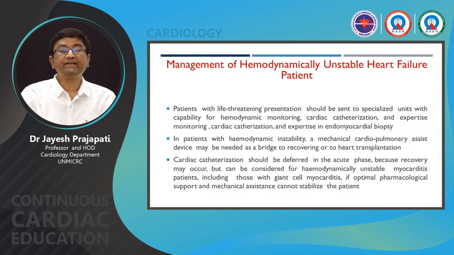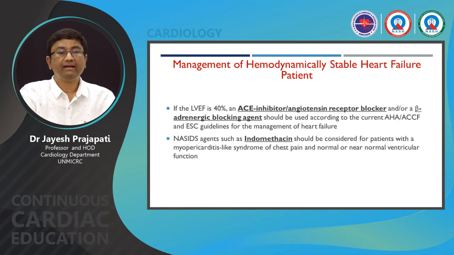What is to be done for a patient who comes hemodynamically unstable, in cardiogenic shock, with fulminant myocarditis? A patient with a life-threatening presentation should be sent to specialized centers where all the facilities are available, like cardiac catheterization, where we can monitor the PA pressure and LV, put an IABP, get a cardiac MR done, and get an endomyocardial biopsy done. There it should be treated with aggressive therapy, life support, a ventilator, IABP, ECMO or the Impella. Hemodynamic monitoring is also a must, and we can stabilize the patient in such higher centers.